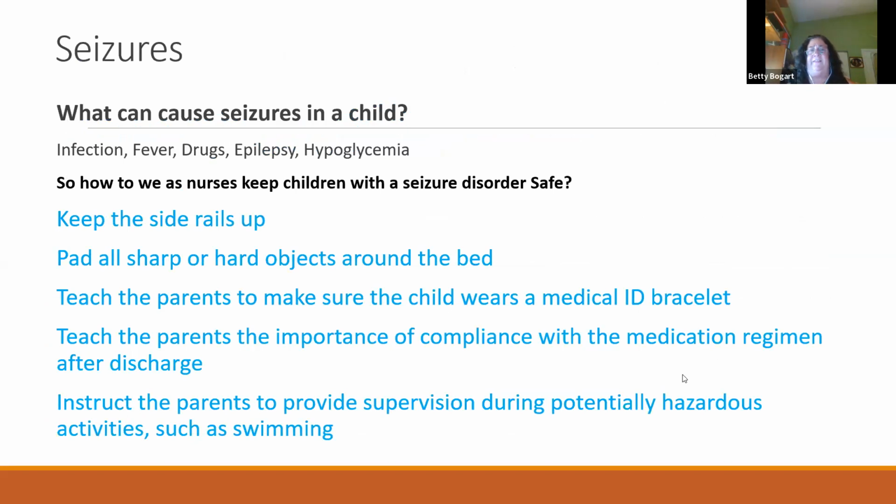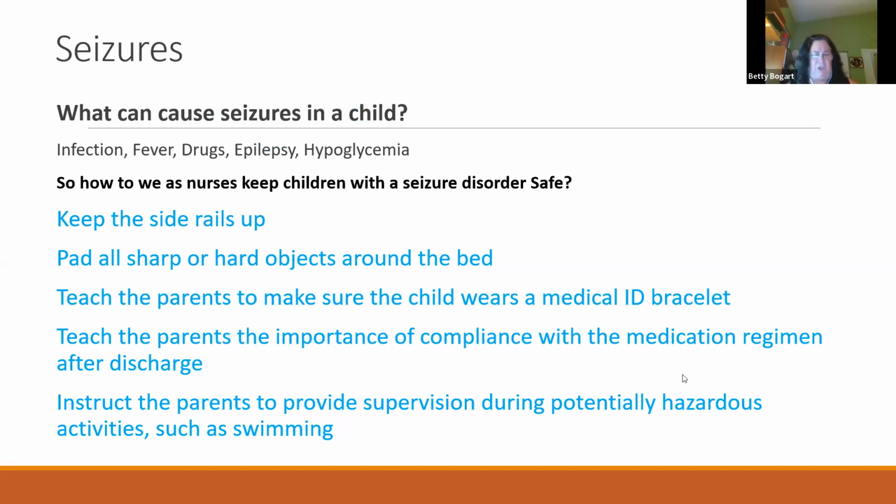So what causes the seizure? Well, a little bit of everything. It goes from infection, a fever, drugs, epilepsy causes it, and also hypoglycemia, especially in your younger children, you see that. So you walk into a room and a kid is tonic, clonic, having a grand mal seizure. What is your job?